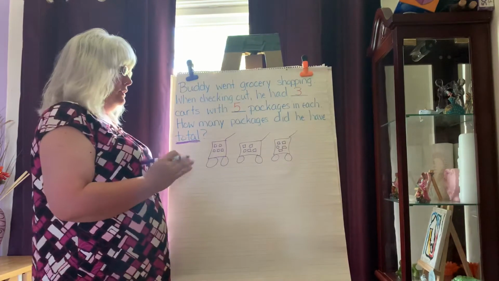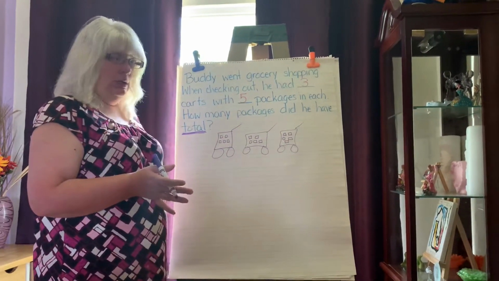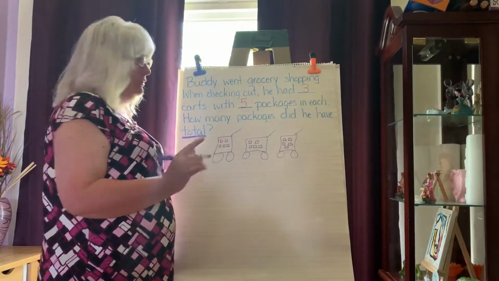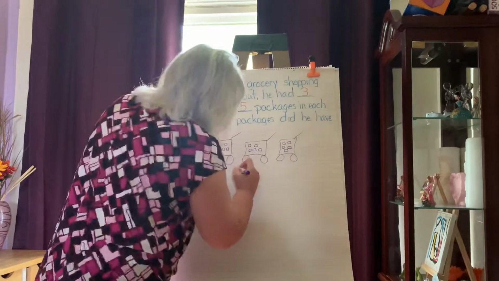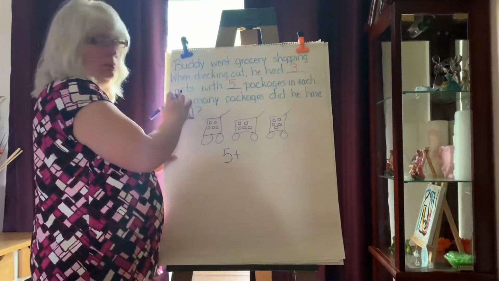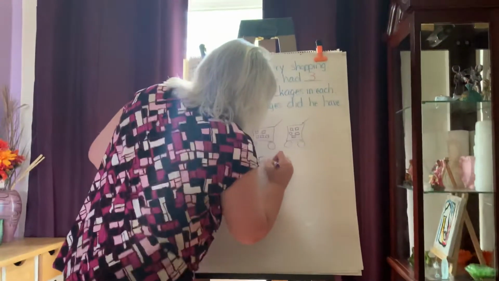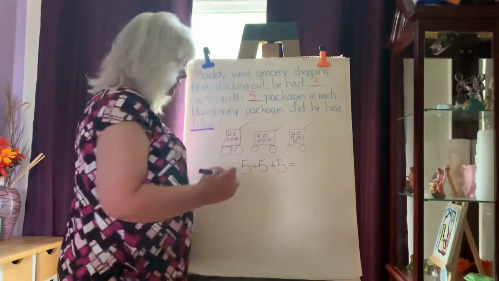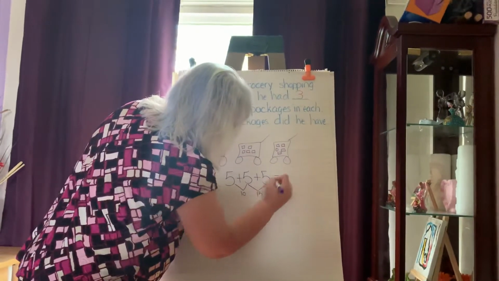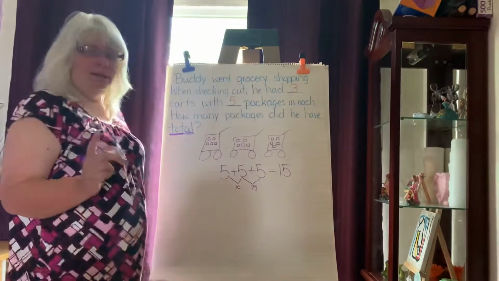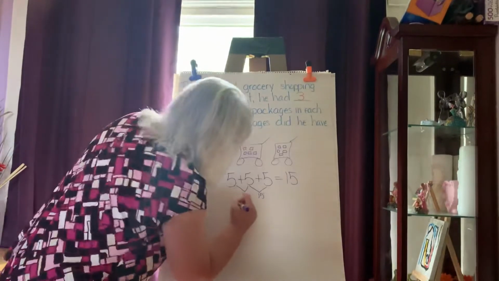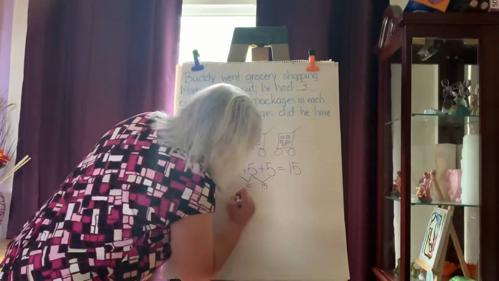There's your drawing. So for our repeated addition, we're going to add 5, because you have 5 packages, and we're going to add them how many times? 3, because there were 3 carts. And your answer is going to be 5 plus 5 is 10, plus 5 is 15. You can check that by skip counting. 5, 10, 15.